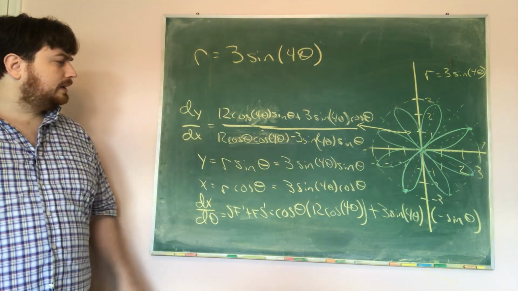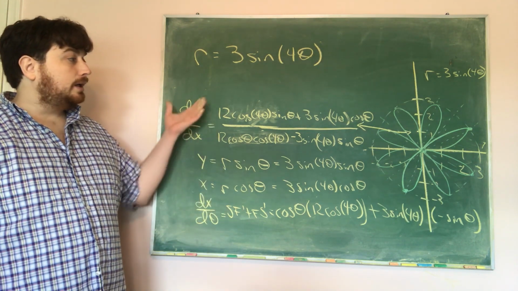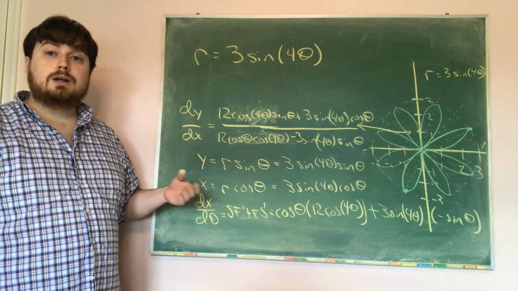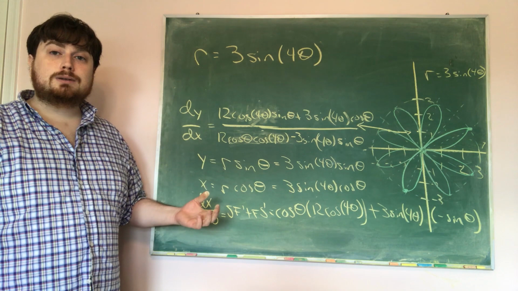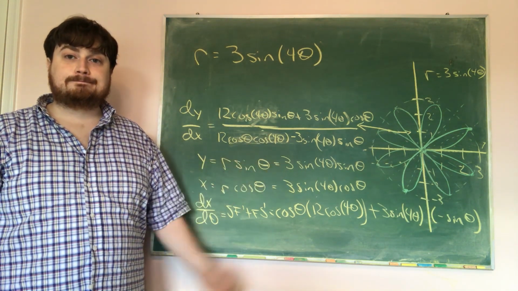And so what we arrive at is that dy dx based on theta is going to be just the given equation here. So if we want to find the slope of the tangent line for any given theta, we can do that by plugging in the theta.